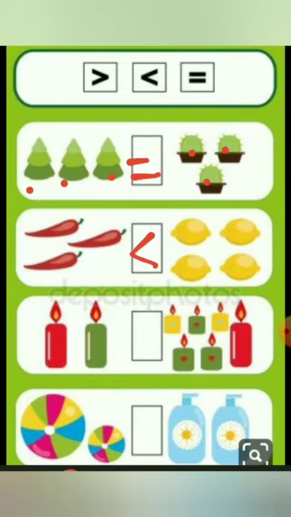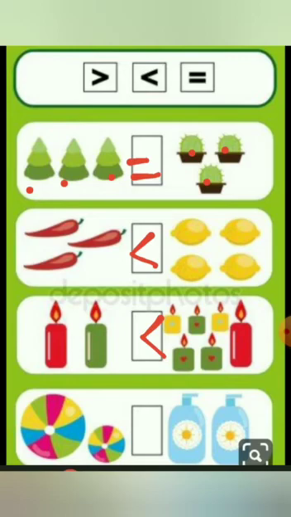Next, count these candles. 1, 2. There are 2 candles. And count this another group. 1, 2, 3, 4, 5, 6. There are 6 candles in another group. So 2 is less than 6.